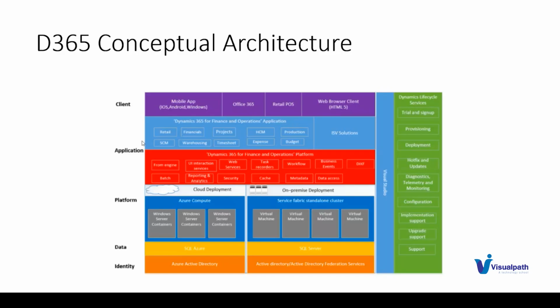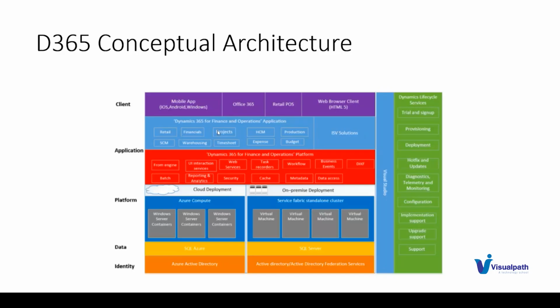The second in line is how many applications, solutions or modules are provided by Microsoft in F&O. Under F&O, as a product, it provides these key areas. You have modules and solutions for retail. You have a module for finance. You have project management, human resource management, production processing, supply chain management, advanced warehousing. Timesheet again falls under HCM, expense management, budget management. Budget is your forecast and budget management, master planning, forecast, and budget management.